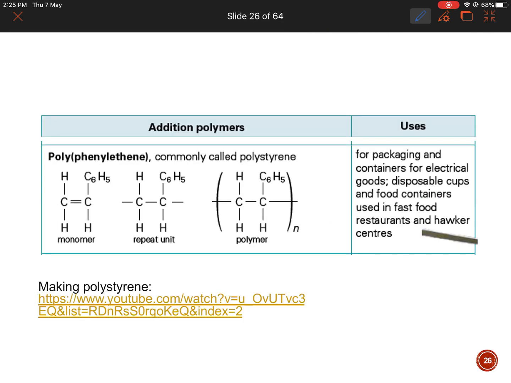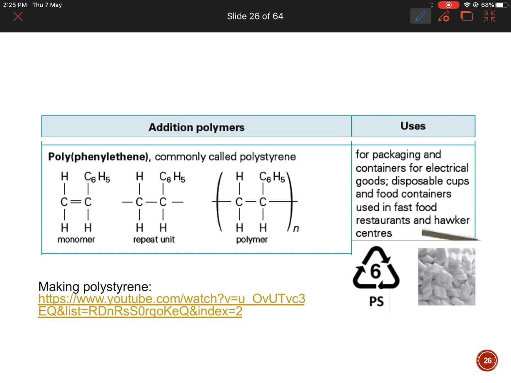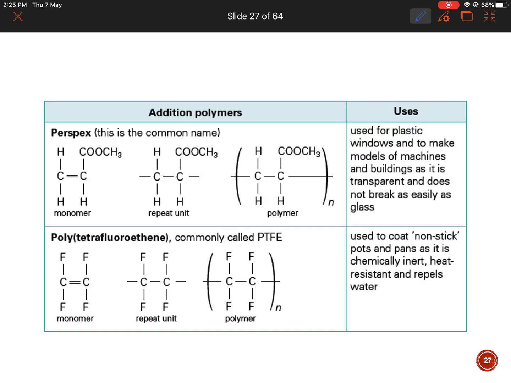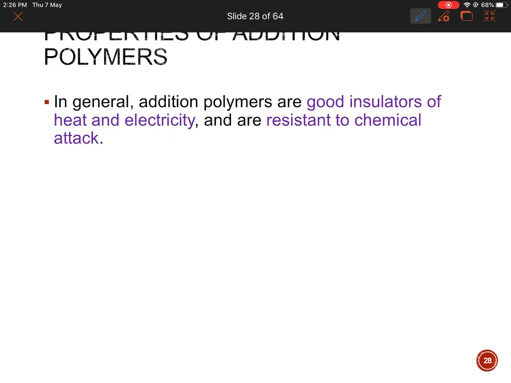Then we have polystyrene, also known as styrofoam. This one is made from this monomer over here. You can watch the video about polystyrene. You are very familiar with styrofoam because you use it a lot when you tapao things or you tapao coffee or drinks. And there's many more. Okay, this Perspex and polytetrafluoroethene, which is what is commonly used to coat non-stick pans, the black colour substance.